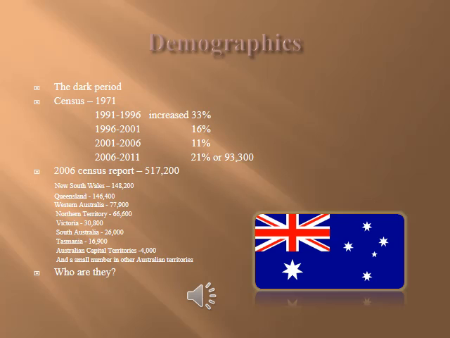or 93,300 Aboriginal people. The census report states this is due to demographic factors such as births, deaths, migration. These were seen in the non-remote areas. The 2006 census broke down the population to show 517,200 people reported to belong to the Aboriginal culture. As you can see on the slide, it breaks down the count of Aboriginal people down to the major territories.